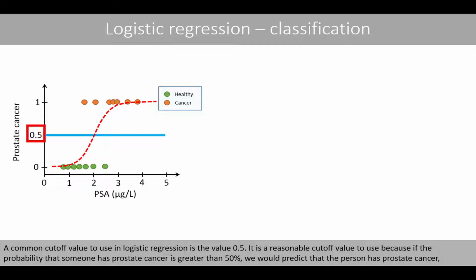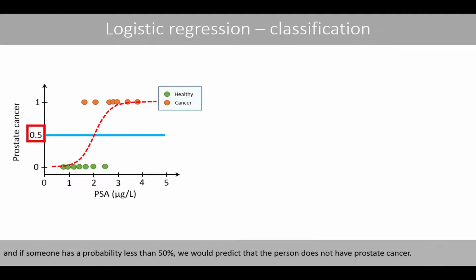A common cutoff value to use in logistic regression is the value 0.5. It is a reasonable cutoff value to use because if the probability that someone has prostate cancer is greater than 50%, we would predict that the person has prostate cancer. And if someone has a probability less than 50%, we would predict that the person does not have prostate cancer.